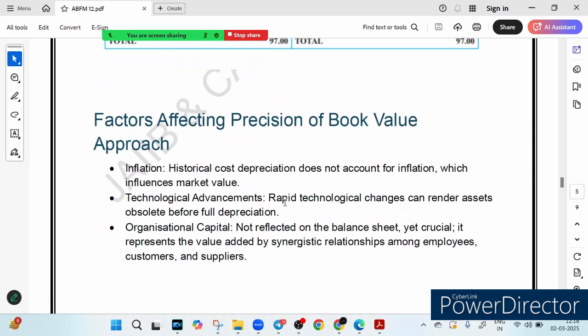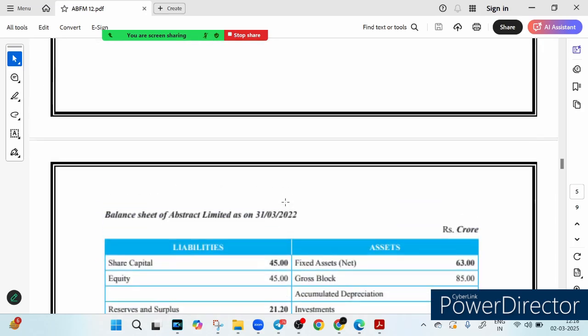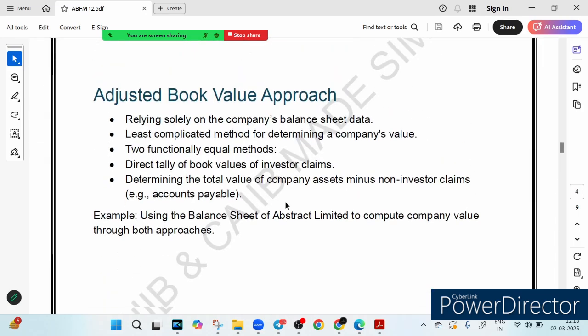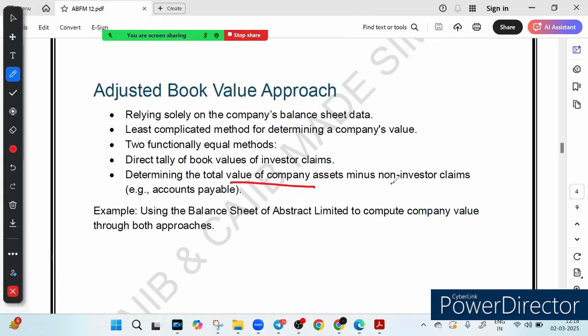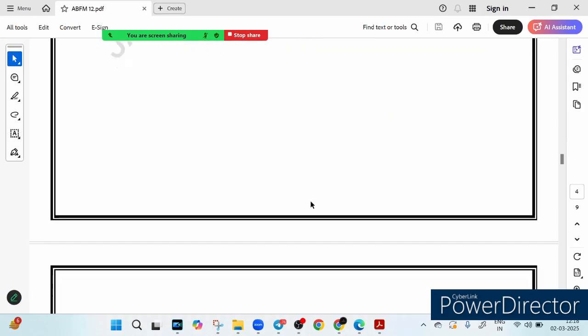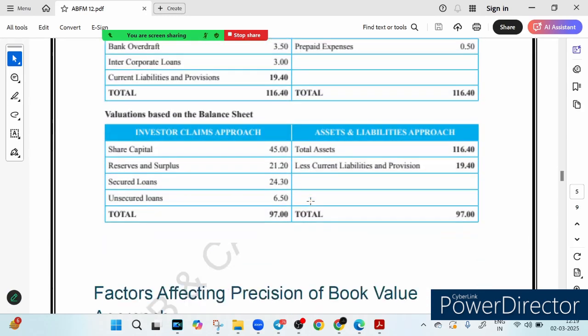Now let's discuss the factors affecting precision of book value adjustment. Which method have we talked about just now? It is called the adjusted book value approach, right? So that is what we have done. We determine the total value of company assets minus non-investor claims, that is accounts payable, right? So use the balance sheet of Abstracted Limited to compute company value through both approaches. Two approaches I told you: direct tally of book value of investor claims, and determining the total value of company assets minus non-investor claims, that is accounts payable, right?